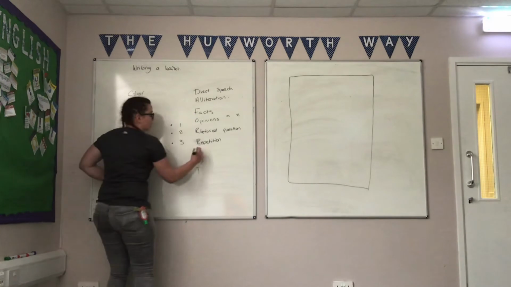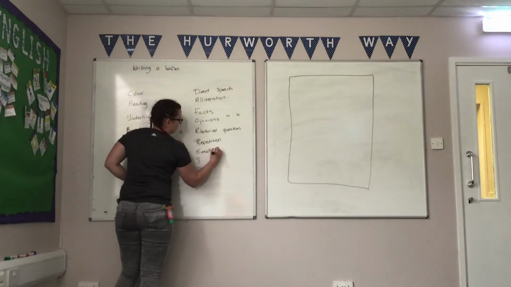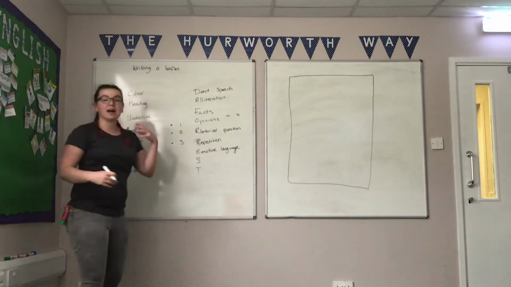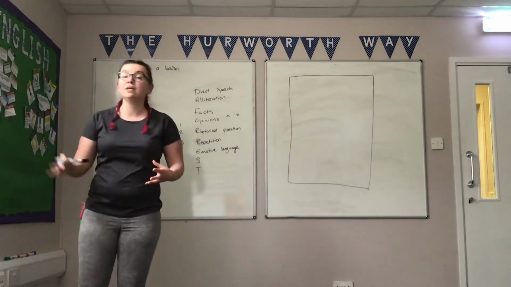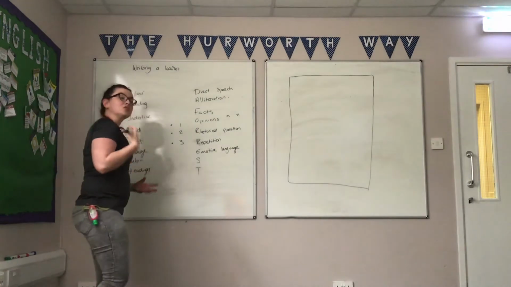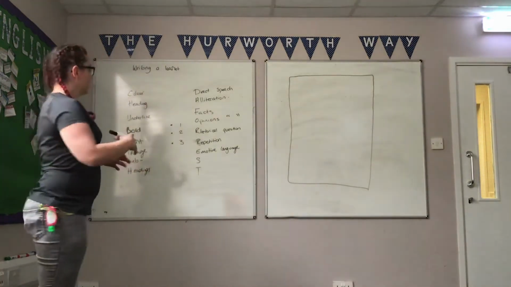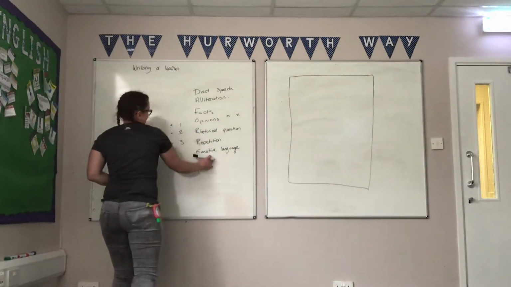E is our emotive language, and again that is our umbrella term. Because within this you want to add in your adjectives, your metaphors, which is your direct comparison, and your simile, which is your comparison using like or as, okay? Emotive language, that's if you bring in your language features.